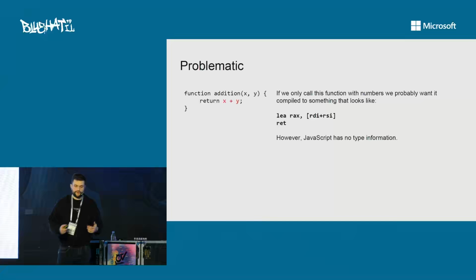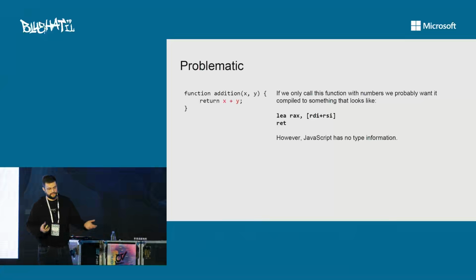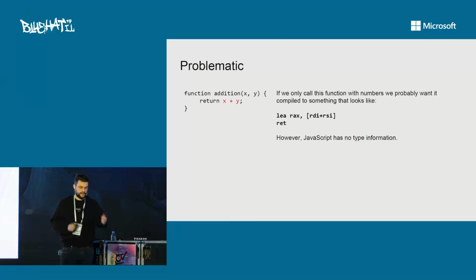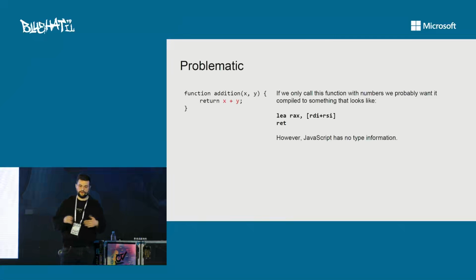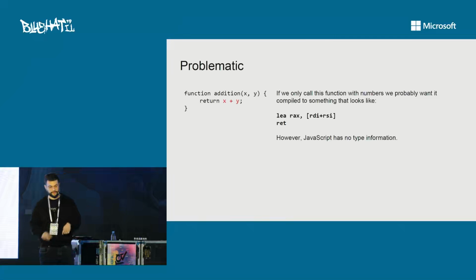So the truth is, if you have a function called addition like that, more than likely you're going to only call it with integers, and that's kind of what the JIT compiler will rely on. So here, assuming I only call the function addition with integers, I probably want something as close as the assembly code that I have here, which is basically two instructions: add the two registers that hold the parameter values and just return.